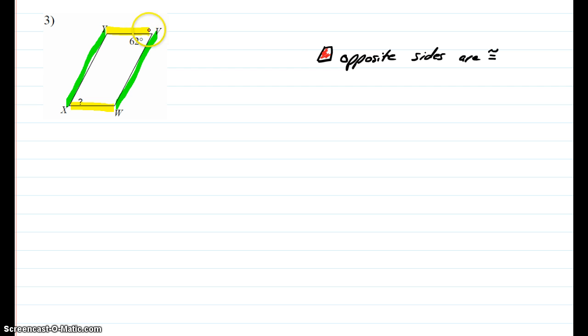Another thing that's true about parallelograms are the opposite angles. So angle V here is 62, which will mean that angle X is also 62. So we know that the question mark is 62 degrees. It's not given, but we'll know that angle Y is also congruent to angle W, because in a parallelogram, opposite angles are congruent.